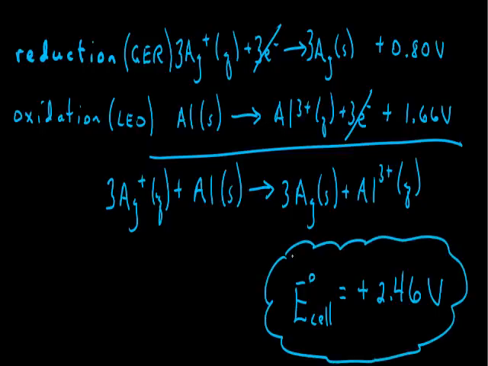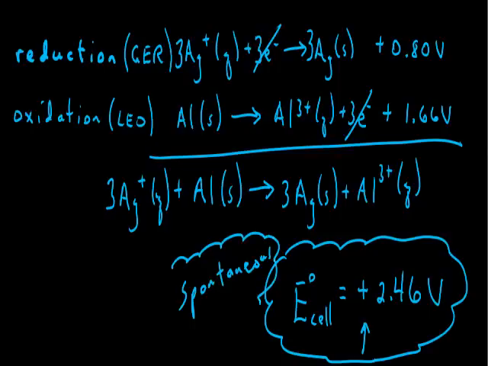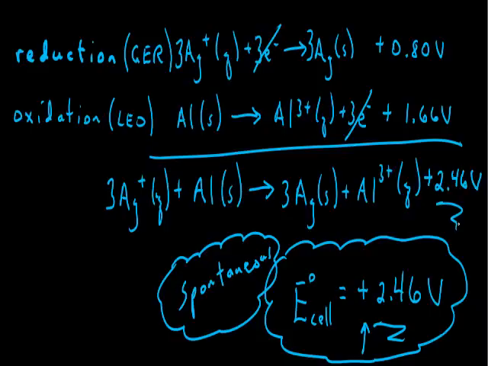a positive 2.46 volts. This would indicate that this reaction is spontaneous, and not only does the reaction occur, but the reaction will produce 2.46 volts, which can be written over here on the product side, indicating these chemicals will react, we produce our products, and 2.46 volts is also something that comes out as a result of this electrochemical reaction.